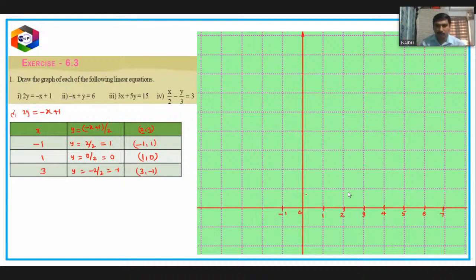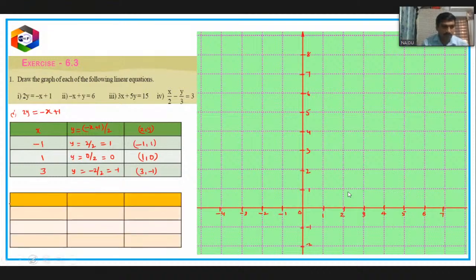Here upside positive x-axis 1, 2, 3, 4, 5, 6, 7, and 8 here, and downside negative axis -1, -2. Now the graph is ready. Here we have to plot this. Before that, we have one more, I think we have left. So both we will continue at a time, so that I am going to take the point for the second one also. What is the second one?